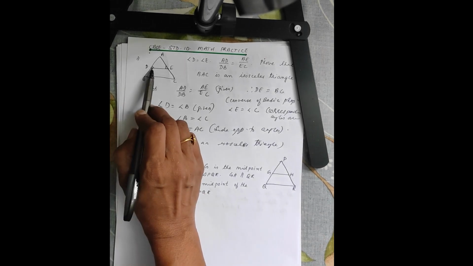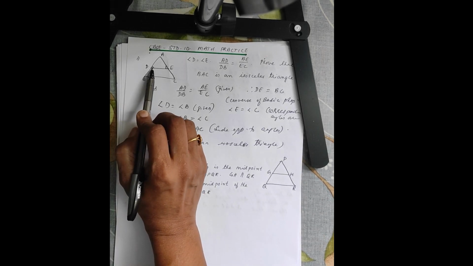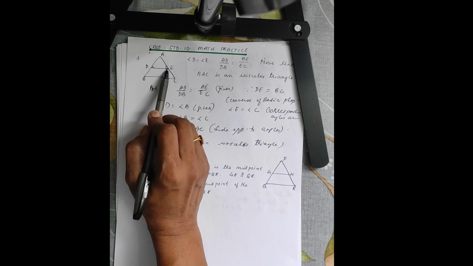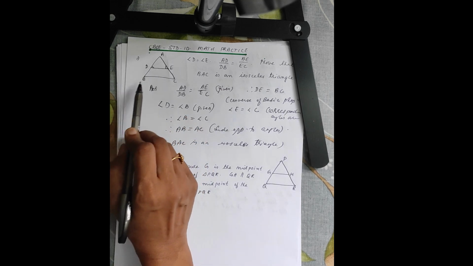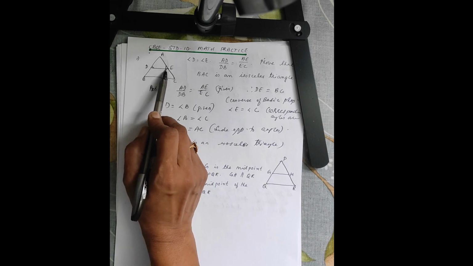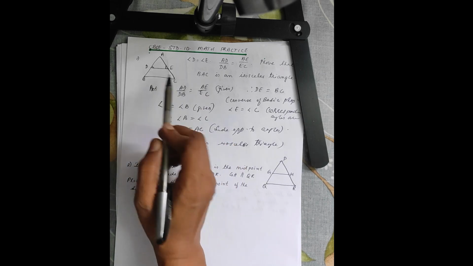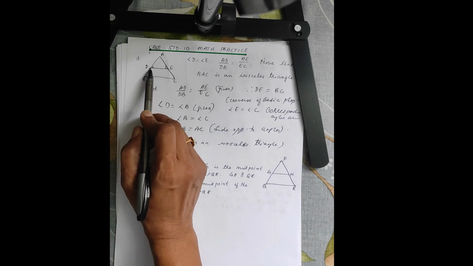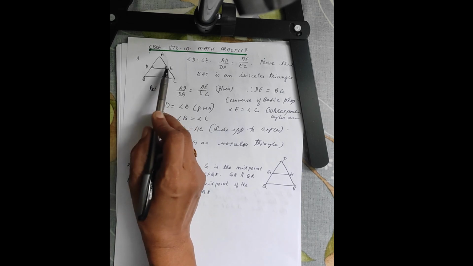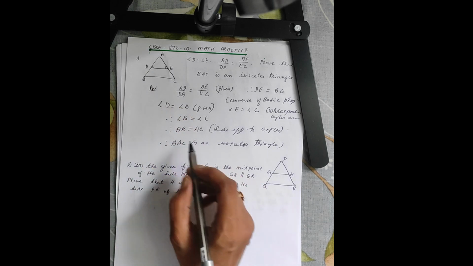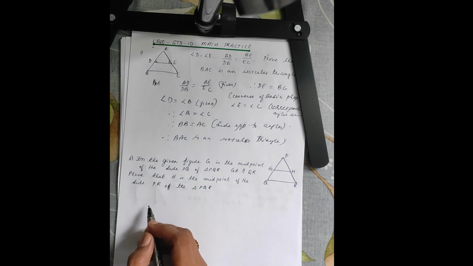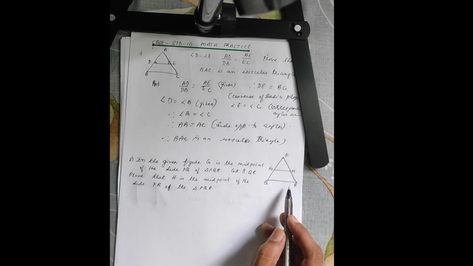So angle D is equal to angle E, it is already given, so we can say angle B equal to angle C, because E will be equal to C and D will be equal to B. If the sides are parallel, the corresponding angles are equal. If the angles are equal, the sides opposite to the equal angles are also equal, so the triangle is isosceles. Question number 2, the triangle is given.